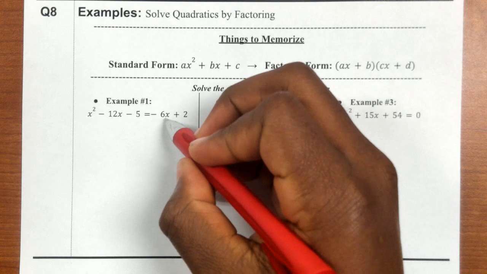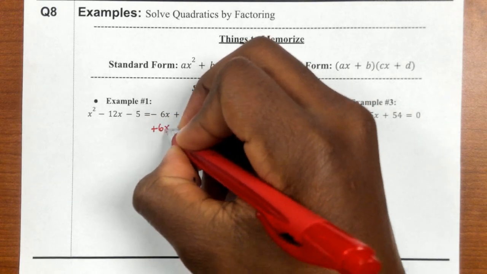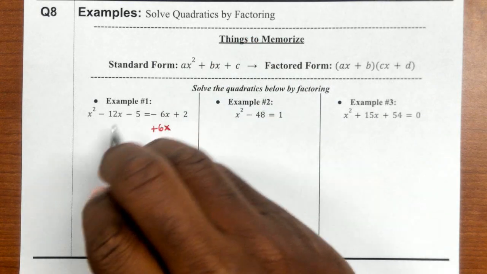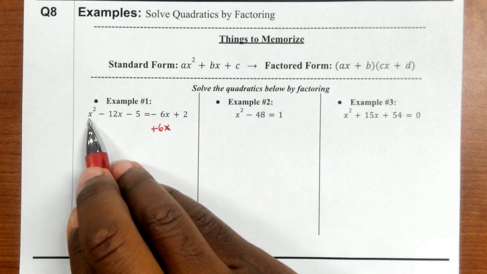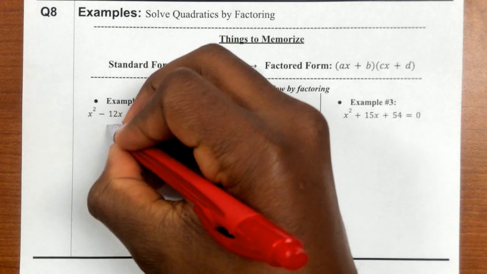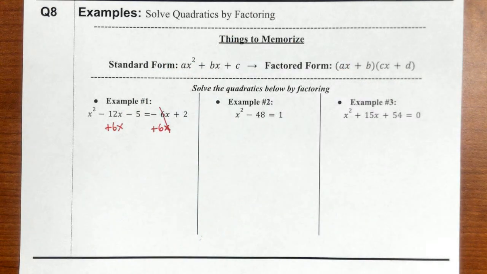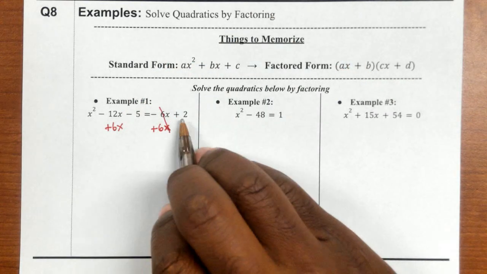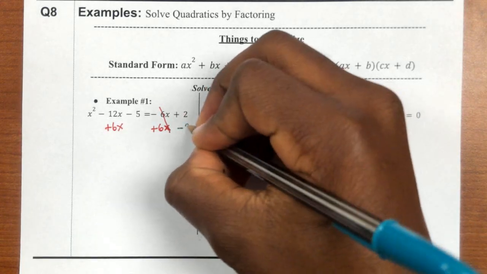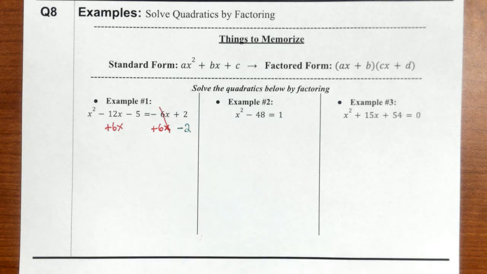So to move a negative 6x to the left side, I would do the opposite of negative 6x, which is positive 6x, or add 6x to both sides of my equation. Would I add 6x to the x squared? No. Negative 12x? Yes, because that's the like term, okay? That would get canceled out, okay? How do I move a positive 2 to the other side? I would subtract 2 or do the opposite of adding 2, which is subtracting 2, okay?